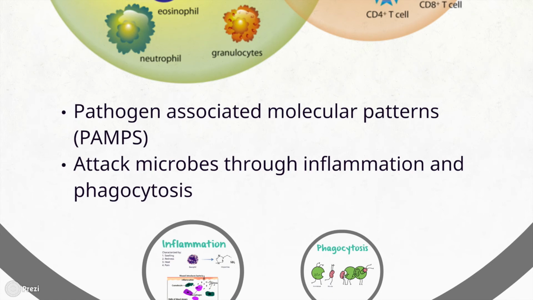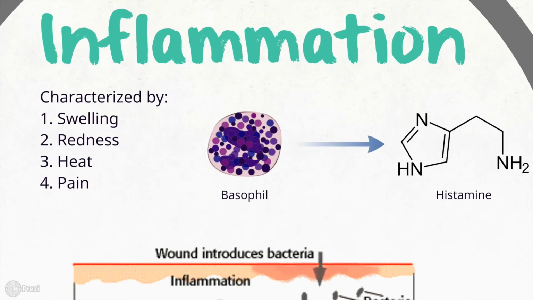There are two types of innate immune responses to a foreign pathogen: inflammation and phagocytosis. Inflammation is one of the first responses of the immune system to infection. Inflammation is characterized by swelling, redness, heat, and pain. These symptoms are caused by white blood cells such as basophils, which are then responsible for releasing many chemical factors. One of the major chemicals released by basophils is histamine. Histamine increases blood flow to the infected area, therefore causing the infected area to appear red.